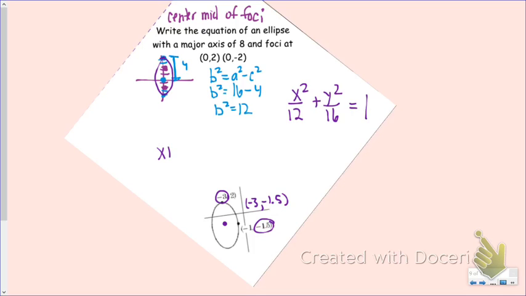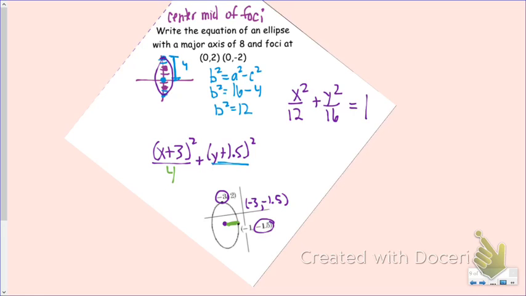It's going to be x plus 3. Remember, it's always the opposite sign, just like circles. y plus 1.5. All right. Then to find that distance, let's look side to side. How far did I move to get from the center to the co-vertex? I went from negative 3 to 1. That's a distance of 2. 2 squared is 4. Then let's look vertically.